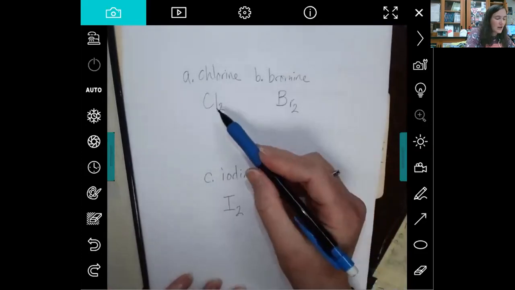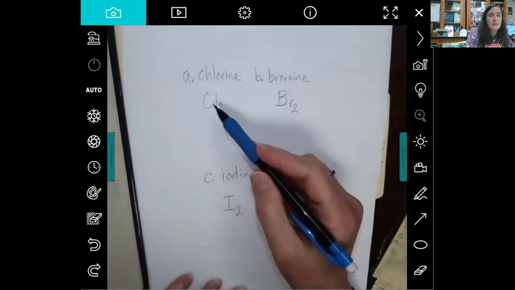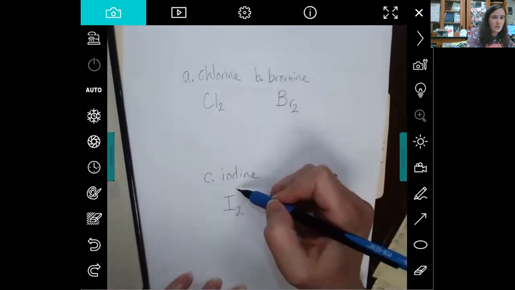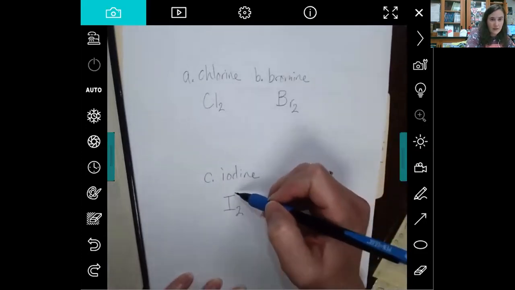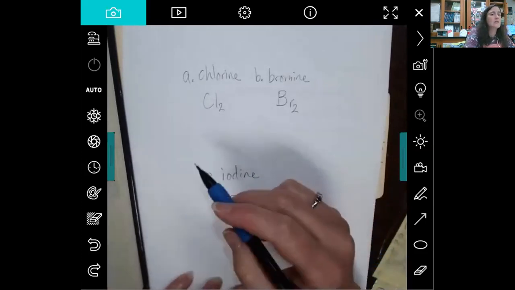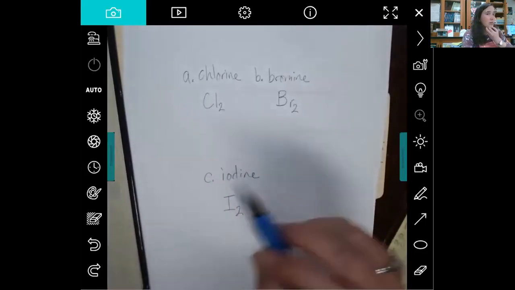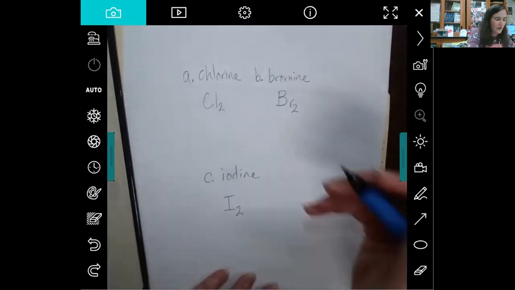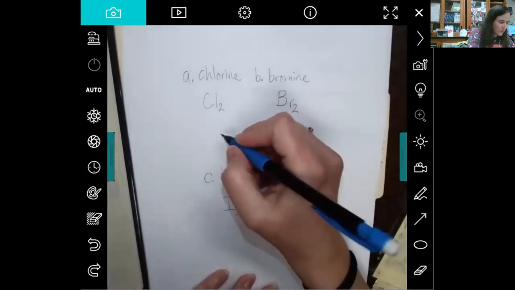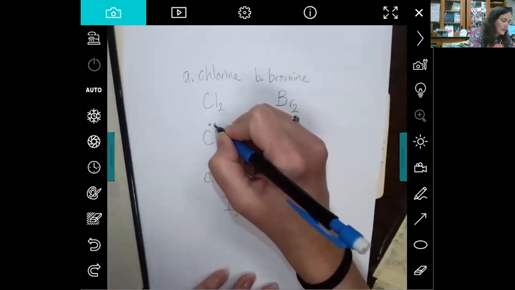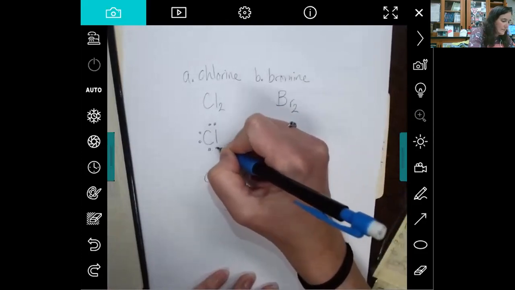So that means you're going to have 2 chlorines bonded together, 2 bromines bonded together, and 2 iodines bonded together. All of them are going to have 7 valence electrons. So that means they're going to have a single bond, and then a bunch of lone pairs. So I'll give you the example of chlorine. This is one you don't have to do. Chlorine is going to have 7 here.